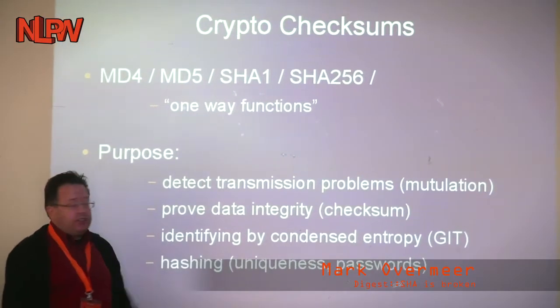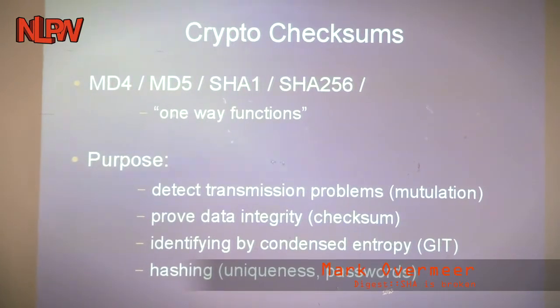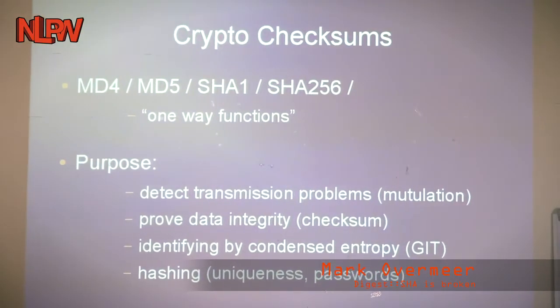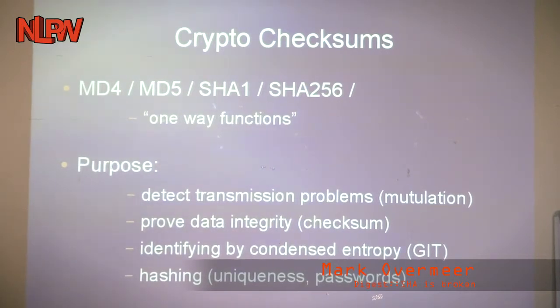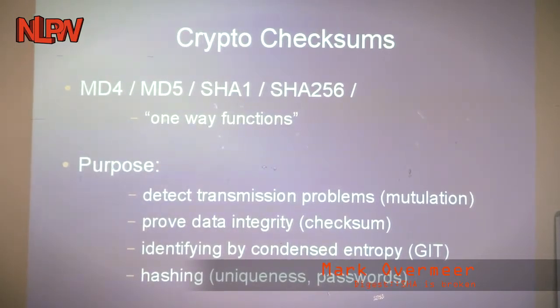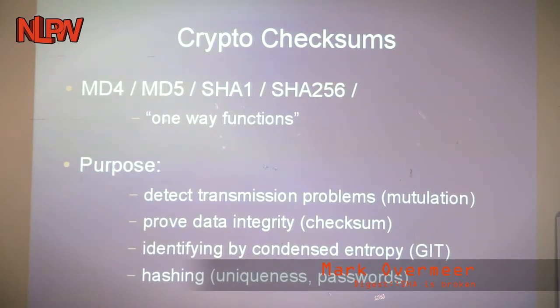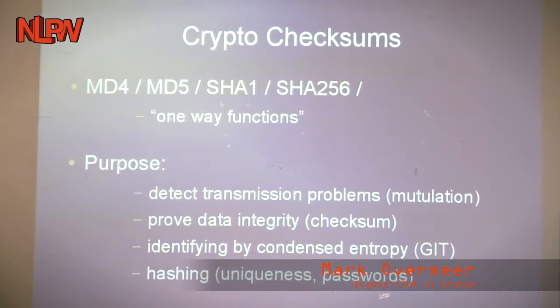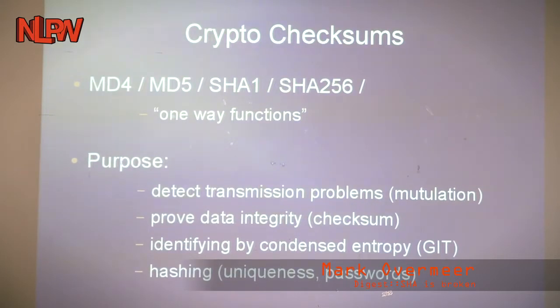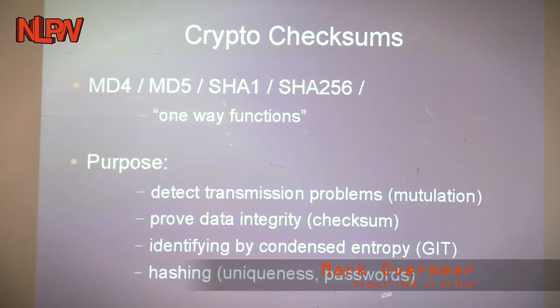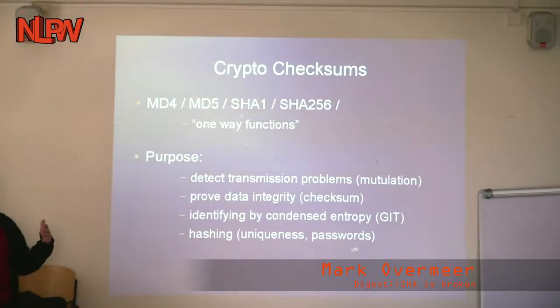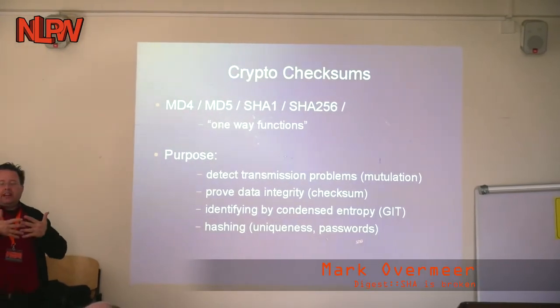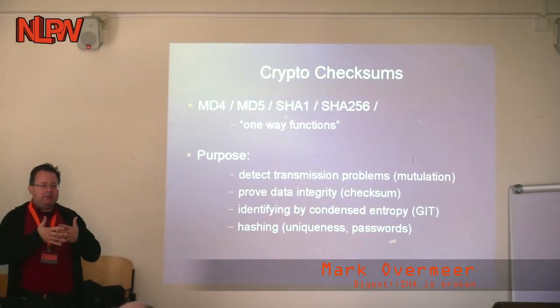A very important use is condensed entropy. For instance, if you have a lot of changes in your git repository, by calculating an MD5, this identifier, you can have a unique identification for many, many, many lines of changes. So it's still the idea that it's quite hard to make two texts resulting in exactly the same MD5 checksum.